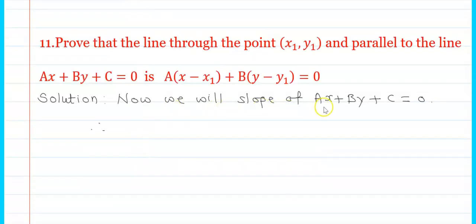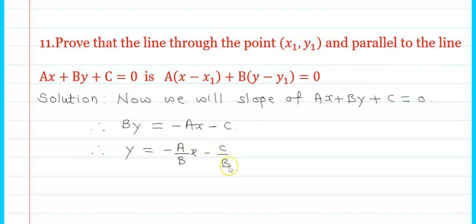Now we'll find out the slope of the line ax plus by plus c is equal to 0. Therefore the equation can be written as by. Transfer this ax plus c to the right hand side. It will become minus ax minus c. Divide on both sides by b. Therefore y is equal to minus a upon b x minus c upon b.